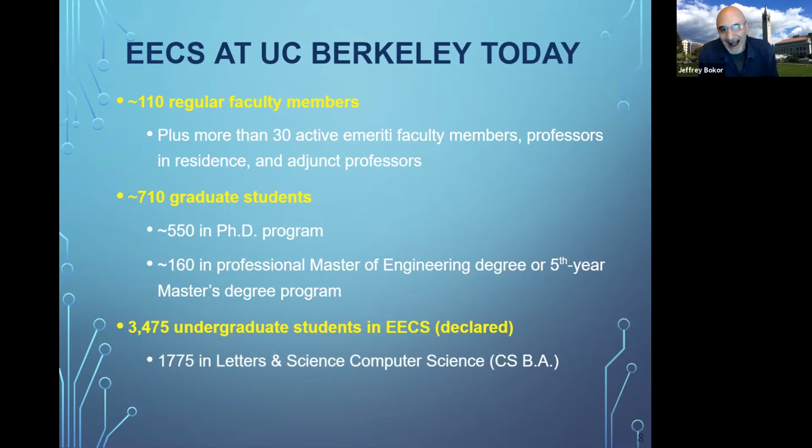So about half in the Letters and Science computer science program, and the other half in the College of Engineering. It's a Bachelor of Science program in EECS. And I'll have more to say about these two paths into our major: Letters and Science for a Bachelor of Arts degree, and the College of Engineering for a BS. Those of you who applied to the EECS department in the College of Engineering would be going into a Bachelor of Science program.